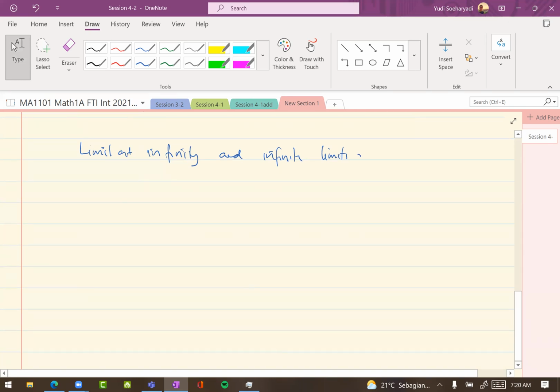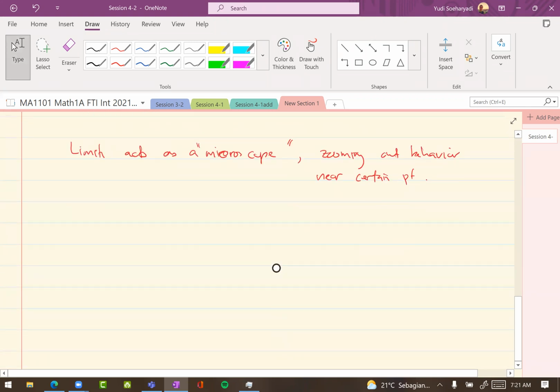Okay, so let me tell you the role of a limit. A limit in mathematics is just like a microscope in biology or in physics, right? It acts as a microscope. Try to zoom in on the behavior near a certain point.